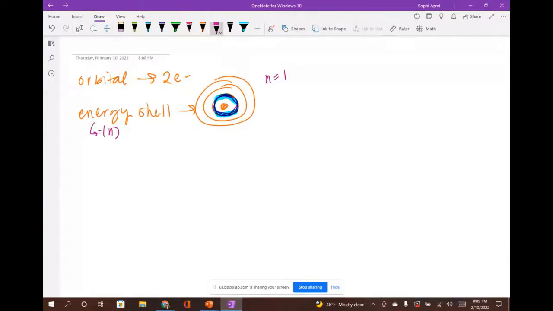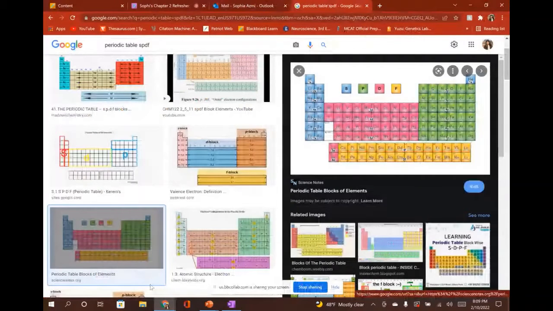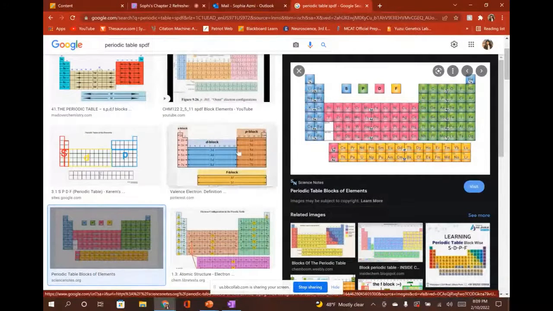Energy shell 1, okay? I'm going to come back really quickly to this periodic table. Look at this shell right here, 1 and 1. Do you see where I am right now? This is the shell that we're in right now. You can see it right here. Do y'all see the 1? Okay, you see the 1.